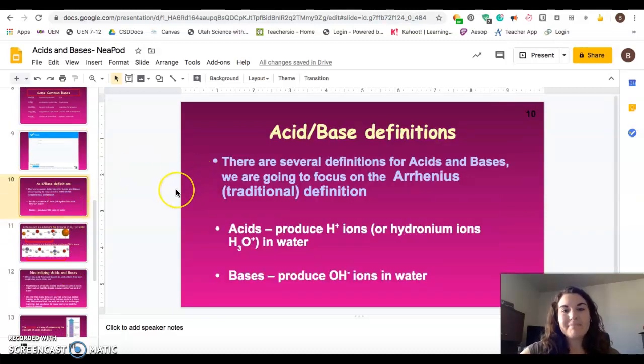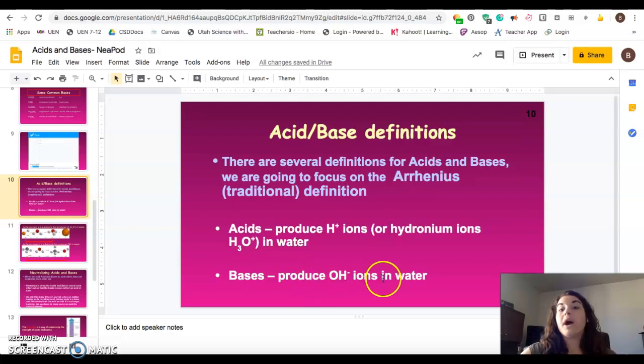Here are some acid and base definitions. There are several definitions out there of what acids and bases are, but we're going to focus on one mainly. This definition is the Arrhenius definition, and it's what we kind of went over already. It's the idea that acids produce H plus ions, or H3O plus, same thing, in water. So whenever I have an acid and I add water to it and it makes H3O plus or H plus, that's an acid.